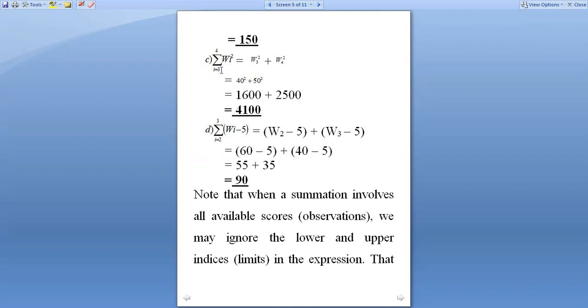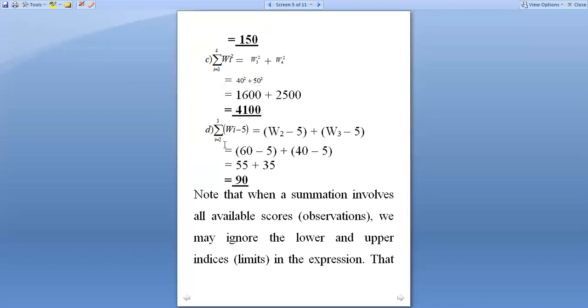W3 squared, because they told us to start at 3, plus W4 squared, because they told us to end at 4. So when you substitute in, W3 is 40 and W4 is 50. Square them. When you square 40, you get 1,600, and when you square 50, you get 2,500. A total of 4,100 is got on your calculator. They can write it in this format.